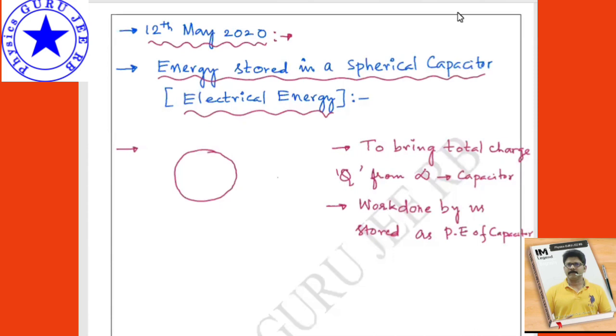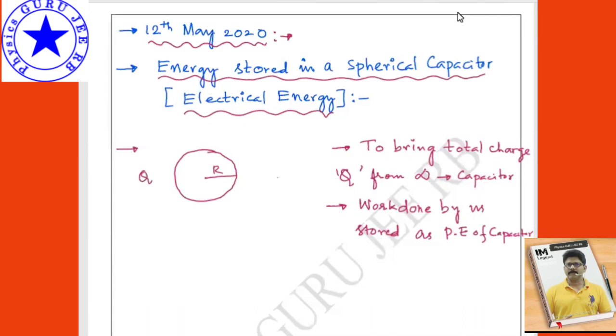Good evening, all. Today we're going to discuss energy stored in a capacitor, or a spherical capacitor. Of course, the energy is nothing but electrical energy. So first, let me take a spherical capacitor of radius r, to bring the total charge Q. Q is the total charge it can store.